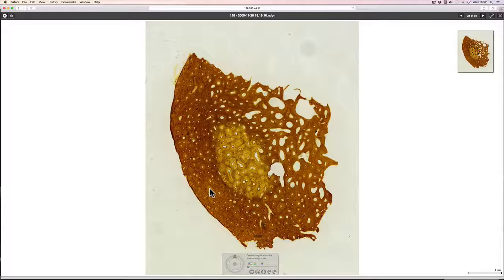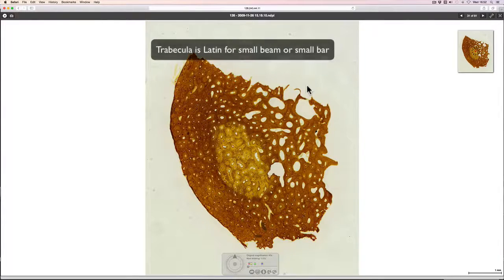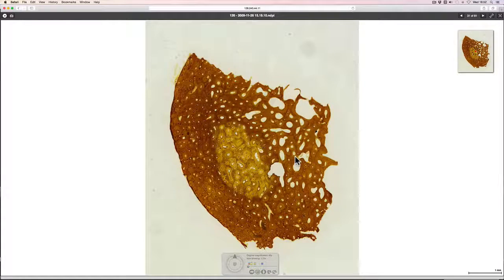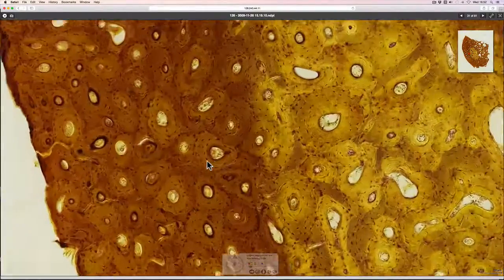So let's just orientate ourselves. We can see the periosteum around the outside here. Then we can see the cortical, or compact, or dense bone around the outside of this bone. This is a cross section of bone. And then in the middle here, we can see some trabeculae starting to form. So this is the spongy, or cancellous, or trabecular bone. Bone has a lot of words to describe the same thing. So let's just have a little look at a part of this bone to see what we can see.